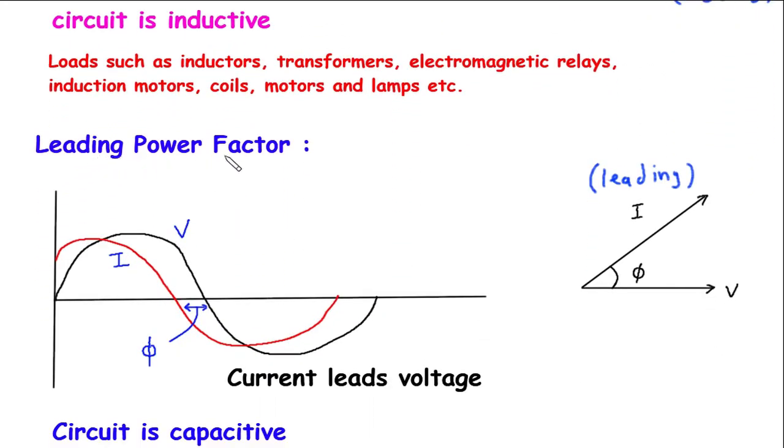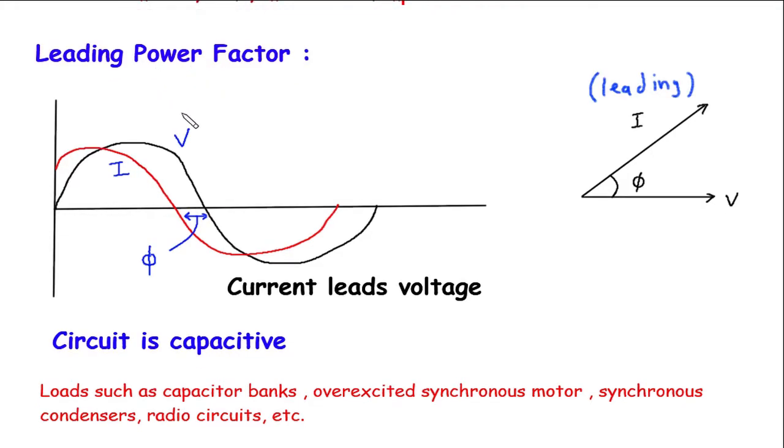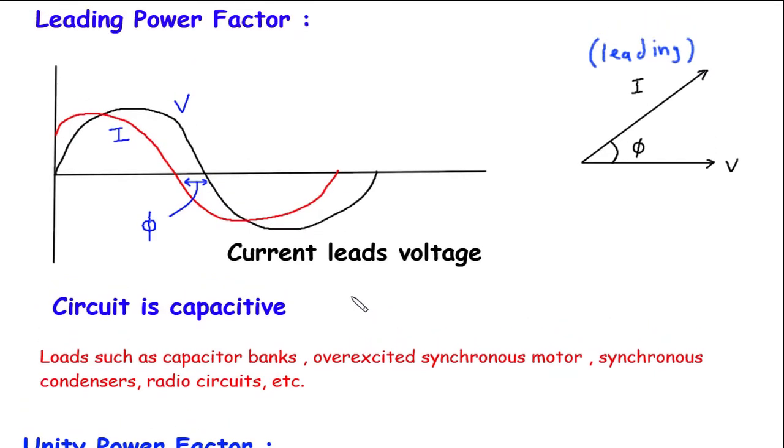Now in case of leading power factor, current leads voltage. Here we can see this is voltage and this is current. So current is leading the voltage. Here also we can see that the current is leading. So in case of leading power factor or in case of capacitive circuit, the power factor is leading. Loads such as capacitor banks, overexcited synchronous motors, synchronous condensers, radio circuits, etc. are capacitive circuits. So in this case, the power factor is leading.